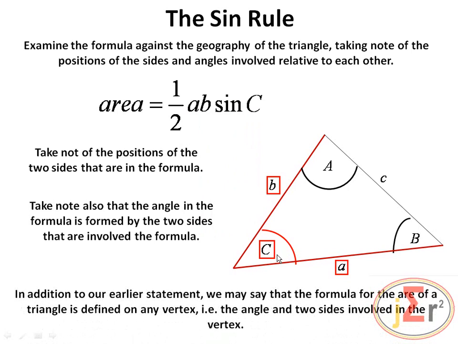In addition to our earlier statement, we may say that the formula for the area of a triangle is defined on any vertex, that is, the angle and two sides involved in the vertex. So, as long as you are working with the area of any triangle at all, it can be found by focusing on a single vertex. So you go to the vertex, look at the two sides that form the vertex, and also look at the angle that the two sides form.